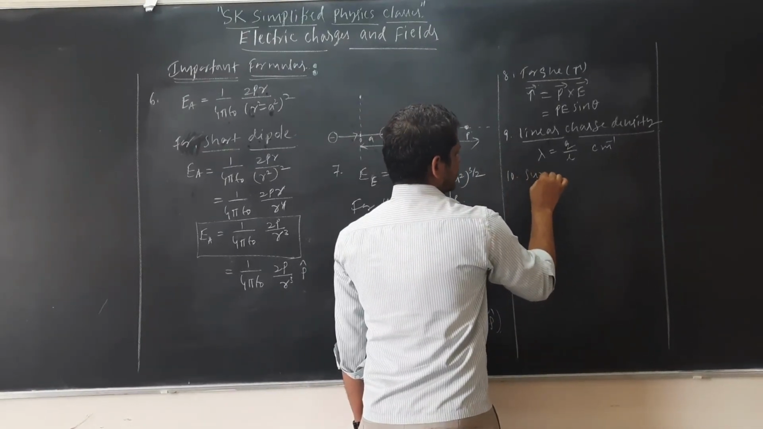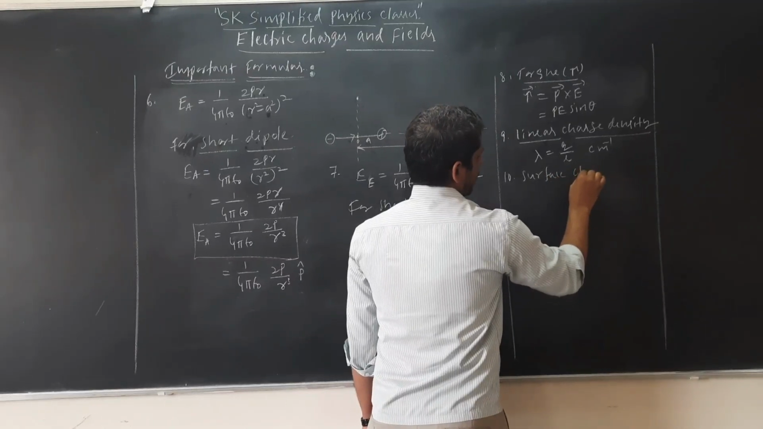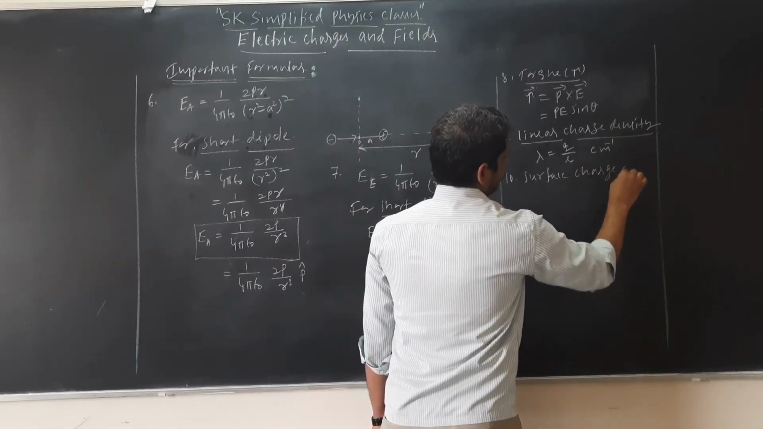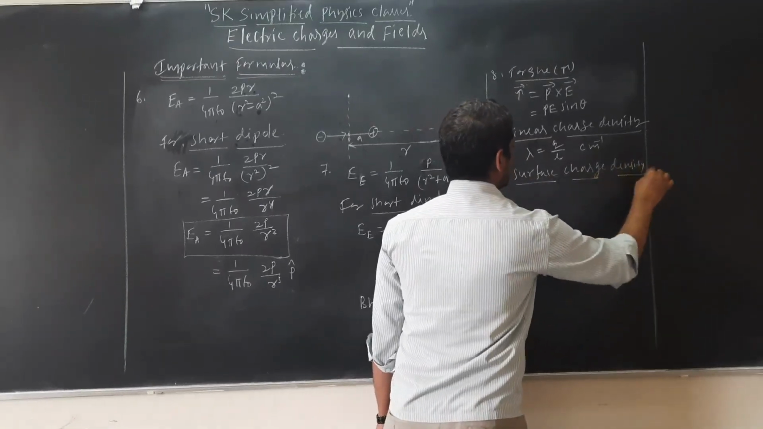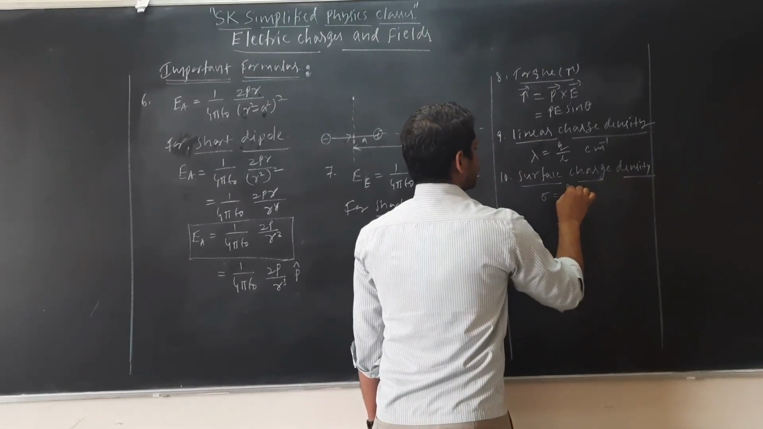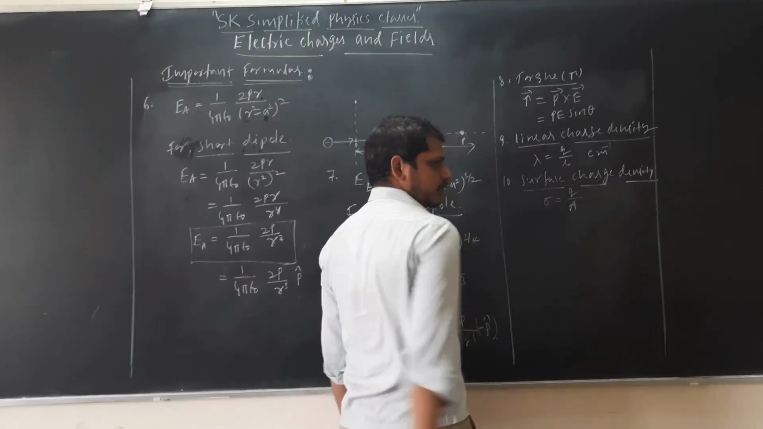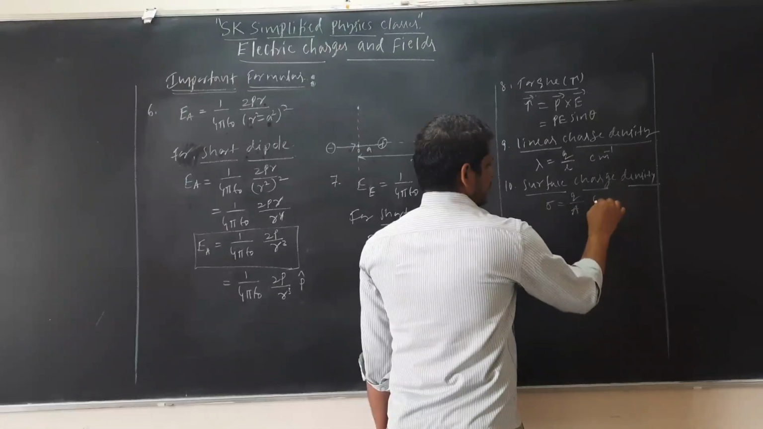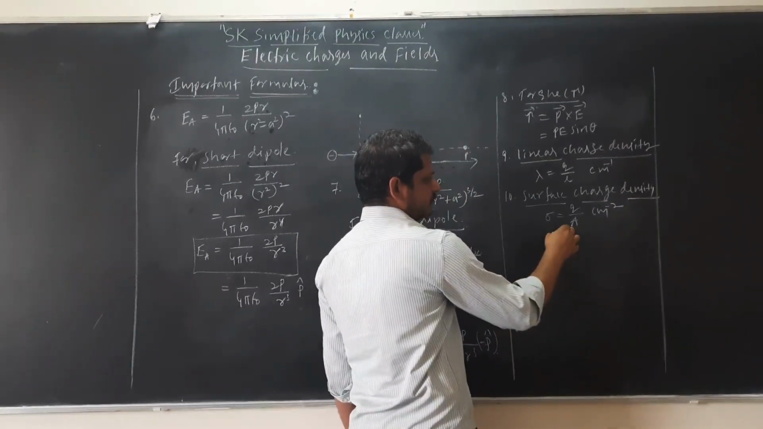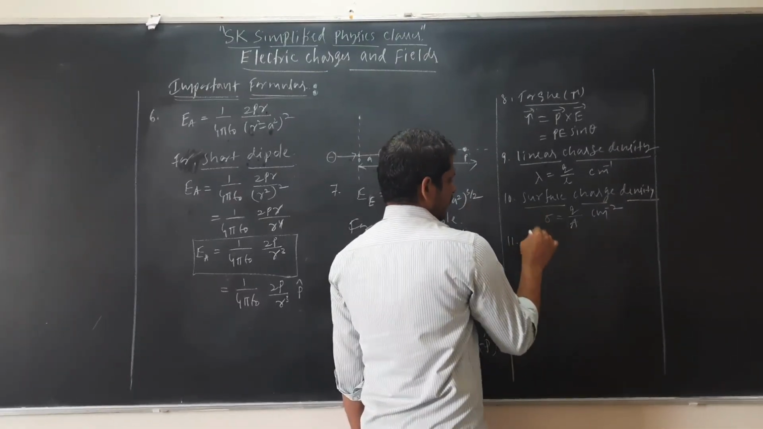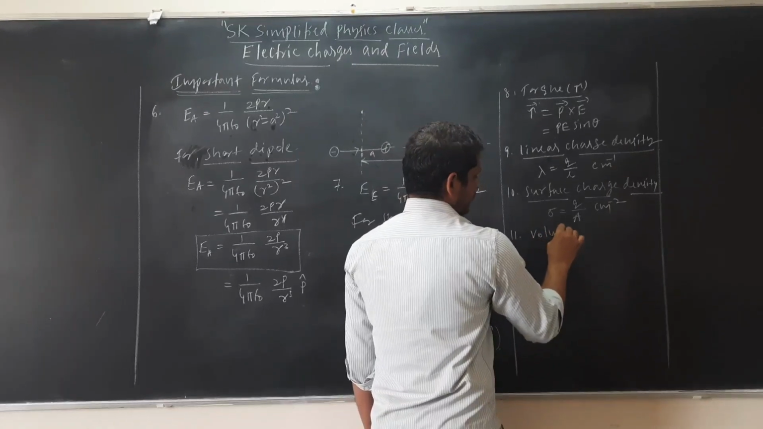Next is surface charge density, which is denoted by sigma. This is charge per unit area, so the unit is coulomb per meter square, where area is in meter square. And then volume charge density.